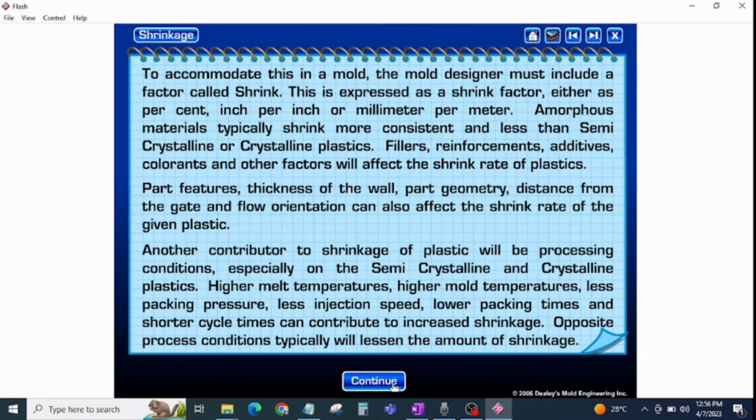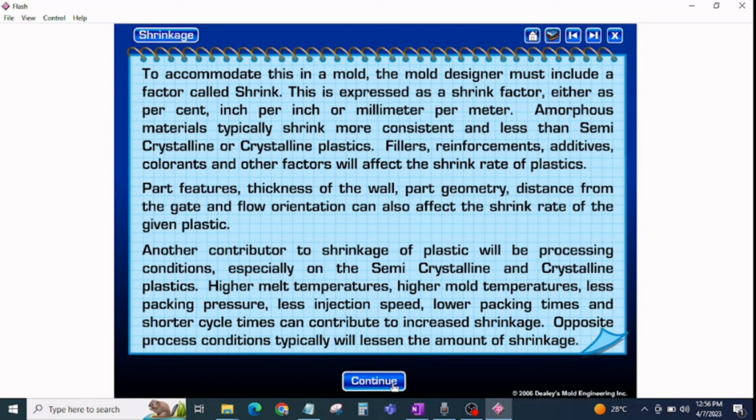Amorphous materials typically shrink more consistent and less than semi-crystalline or crystalline plastics. Fillers, reinforcements, additives, colorants, and other factors will affect the shrink rate of plastics. Part features, thickness of the wall, part geometry, distance from the gate, and flow orientation can also affect the shrink rate of the given plastic.